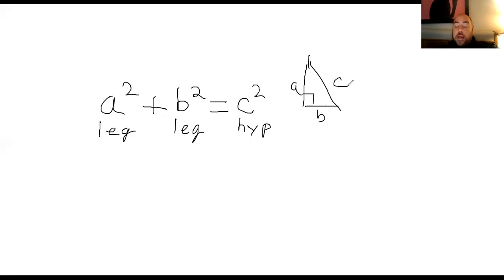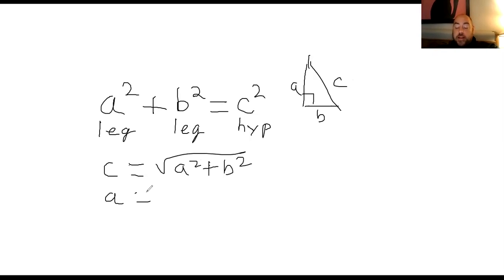So leg, leg, and a hypotenuse. Now, to solve for the hypotenuse, I get C equals, and remember that the way we get rid of squares is we square root. So we would end up with the square root of A squared plus B squared.